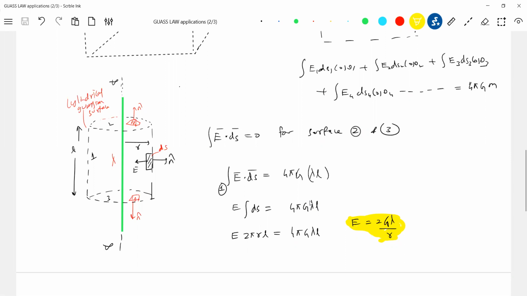What is the value of E bar dot ds for surfaces 2 and 3? E bar will be directed like this. Am I right? So what is the angle between E bar and n cap at surface 3? It will be 90 degrees. So why has it become 0? Because E bar is perpendicular to ds at surfaces 2 and 3. That's why it is 0.